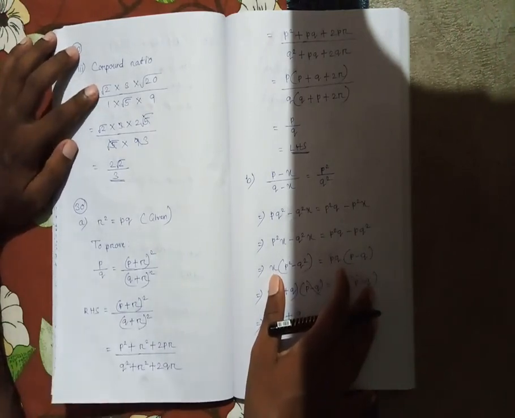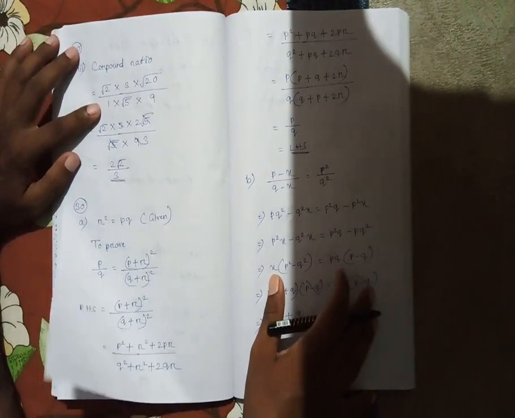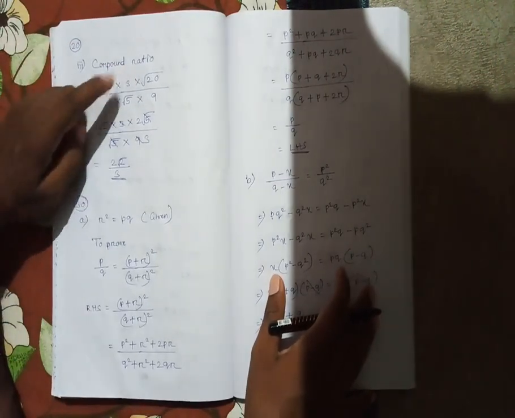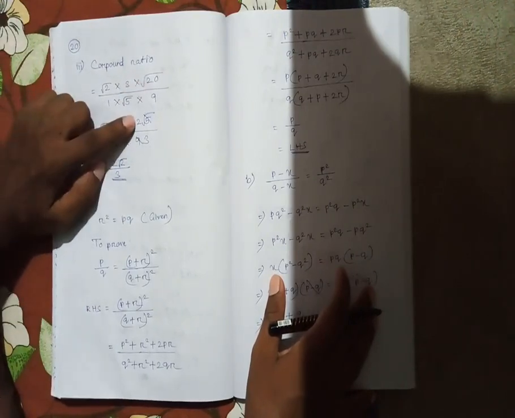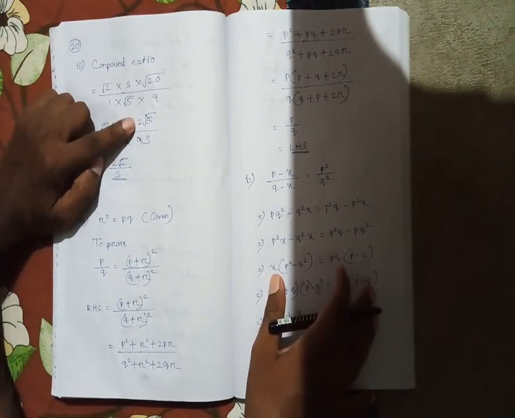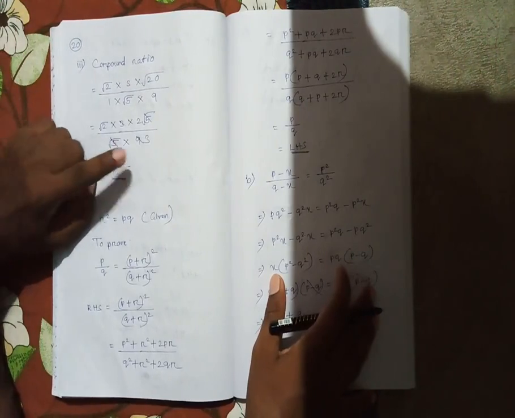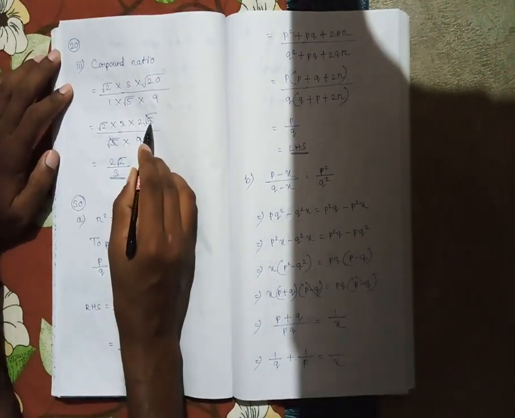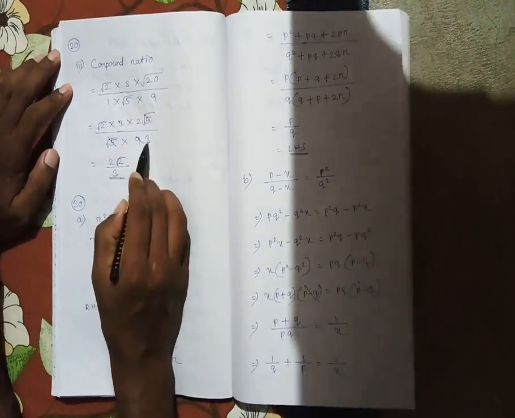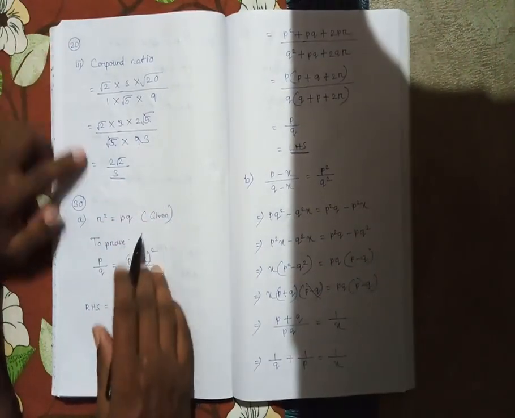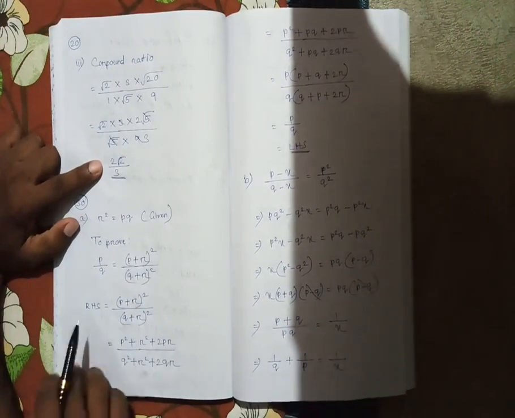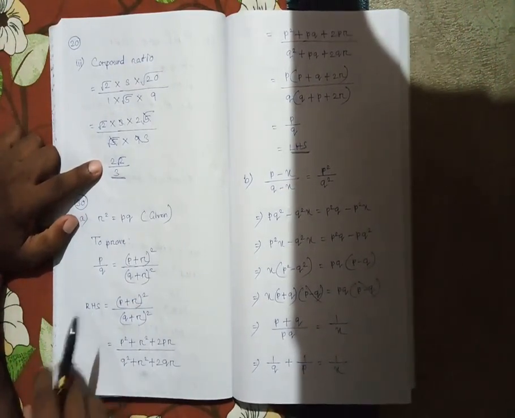So root 2 into 3 into root 20 by 1 into root 5 into 9. Root 20 can be written as 2 root 5. Now simplify it. Root 5 cancels. 3 times 3 is 9. So ultimately we get 2 root 2 by 3. This is the answer. So the required compound ratio is 2 root 2 by 3.